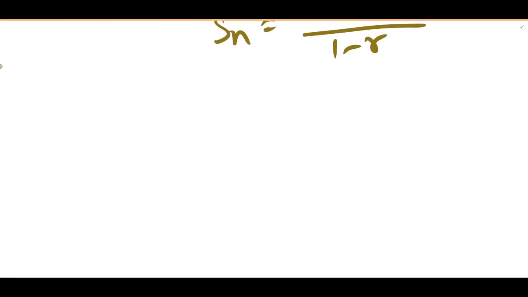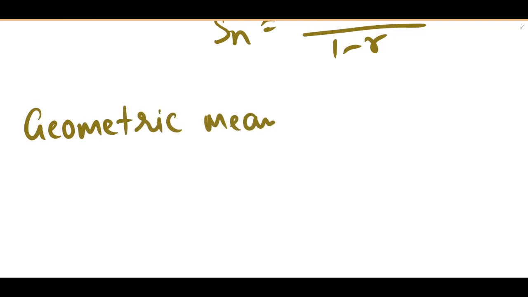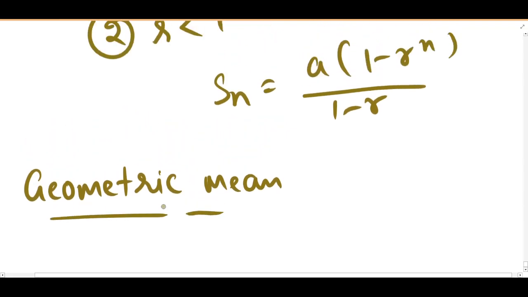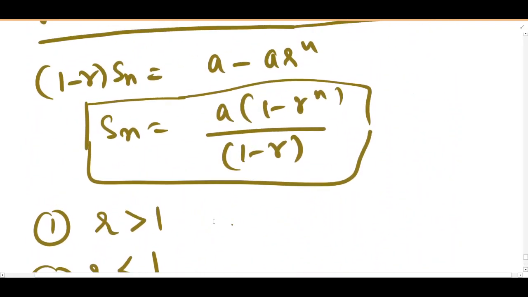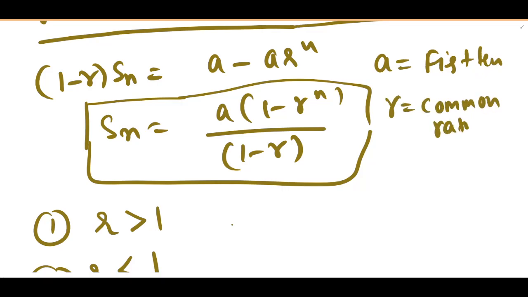Next is geometric mean. Here, a is the first term, r is the common ratio, and n is the number of terms.